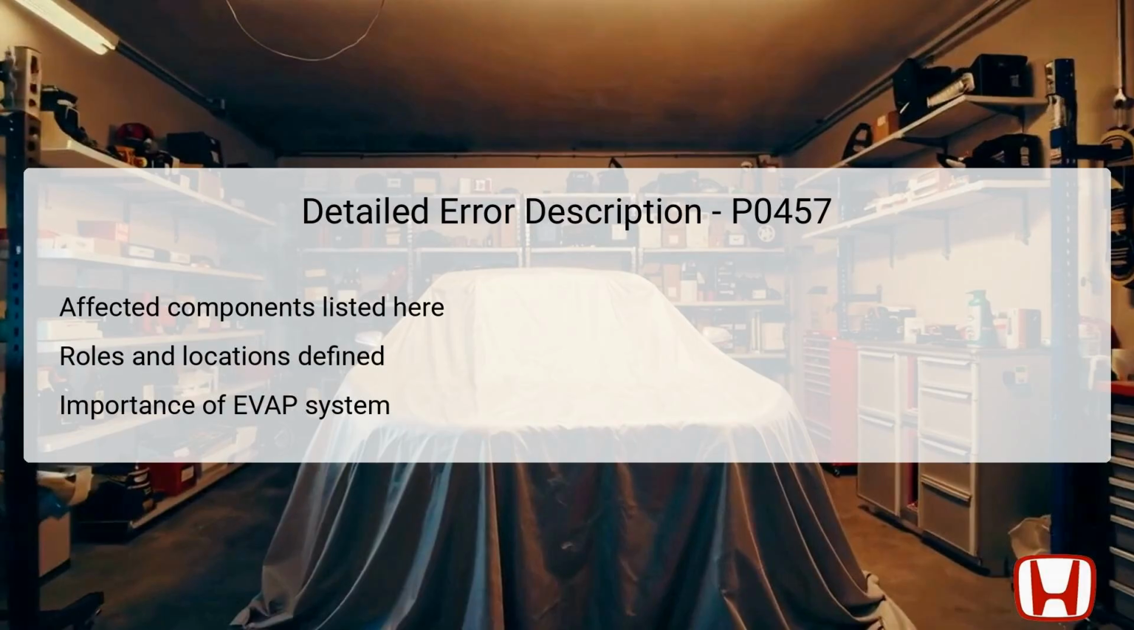The main components affected by DTC P0457 include the fuel fill cap seal, and the EVAP canister vent shut valve. The fuel fill cap is designed to seal the fuel tank and prevent fuel vapors from escaping. It's typically located at the top of the fuel tank filler neck. It must be closed properly to maintain system pressure.